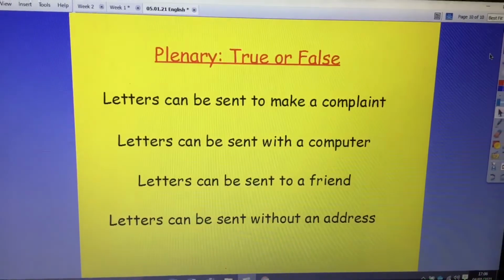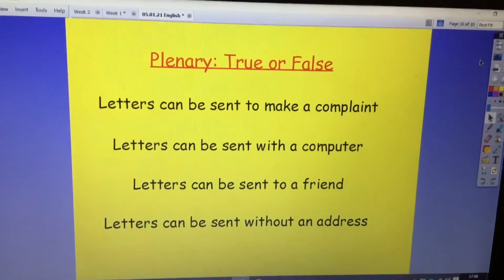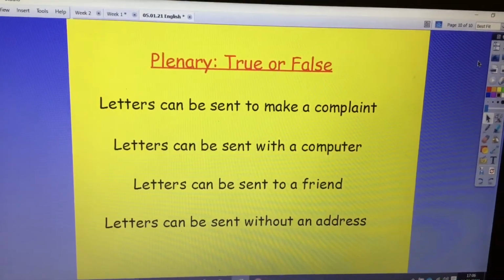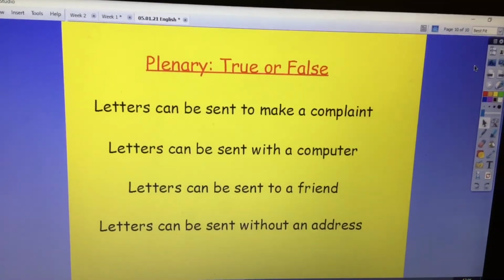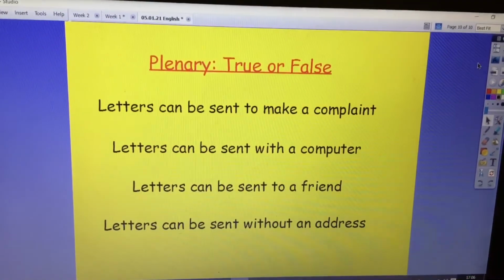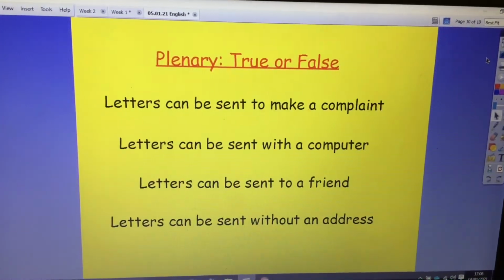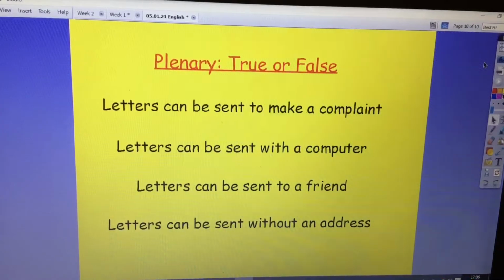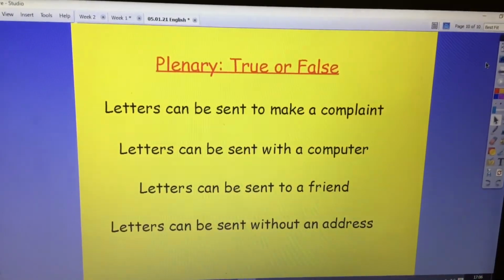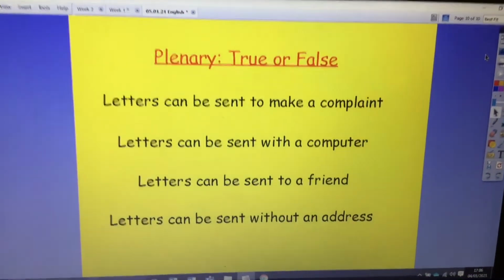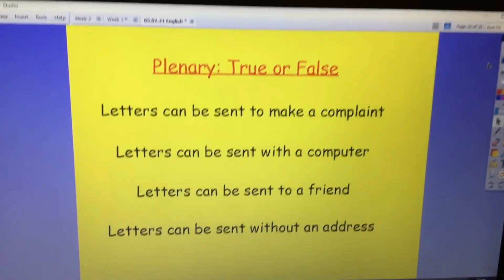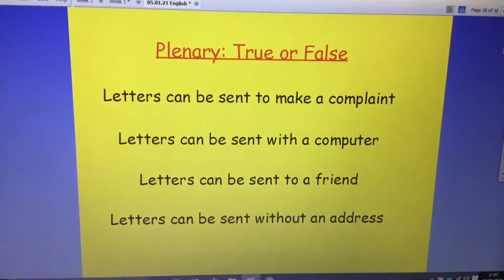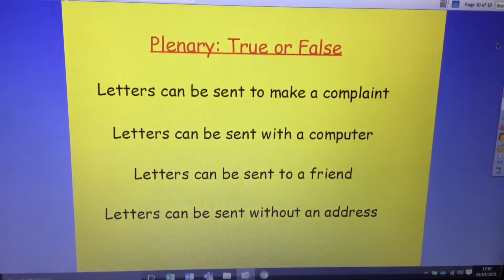Okay, and now here's your plenary. True or false? Letters can be sent home to make a complaint. What do you think? The answer is true. Letters can be sent with a computer. What do you think? That is false. If you were sending a letter with a computer, it'd actually be an email. But if you did print it, that does count. But if you're just going to send it from your computer to another computer, that is an email.